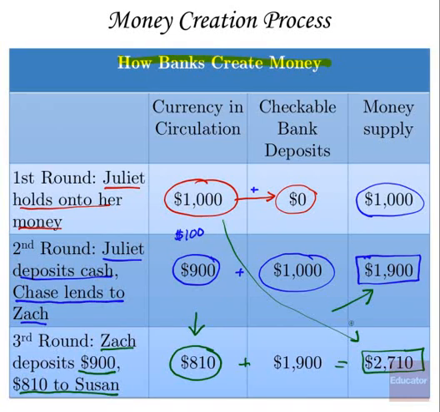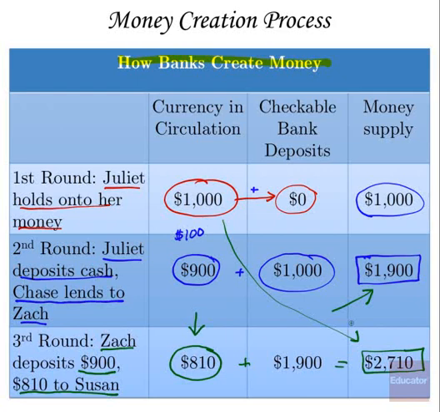And so this is how the money supply is created based on what the reserve ratio is. Let's say, again, banks hold on to the minimum amount required, the required reserve ratio, and they lend out the excess reserves. And each round, more money is created.